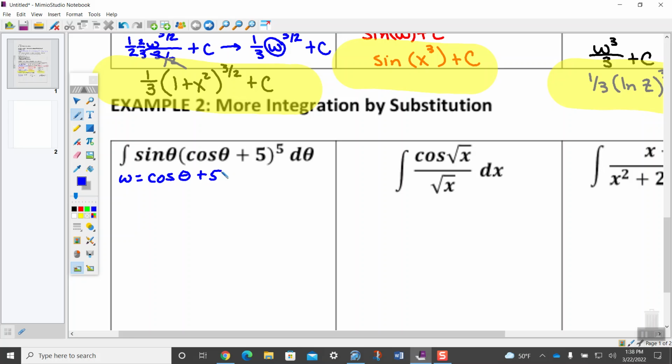Negative sine or positive sine? Is it positive 5? Plus 5? Yeah. So what's the derivative of cosine, though, kids? Because the derivative of 5 is just going to go away, isn't it? Do I need to walk you through a step? See what you guys get here.